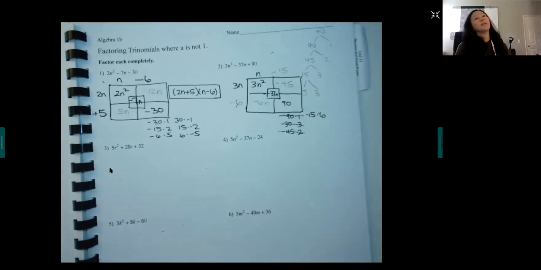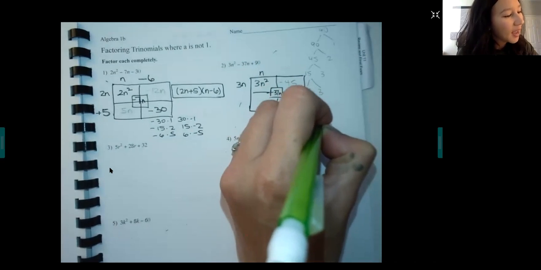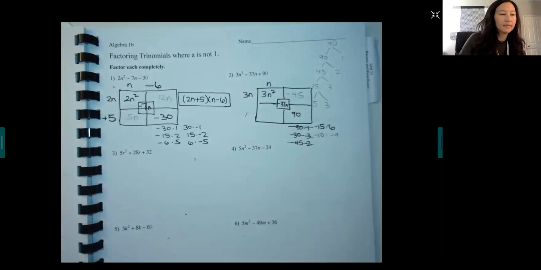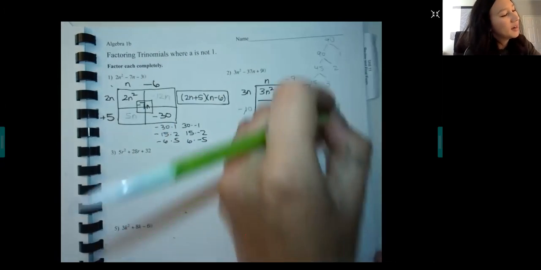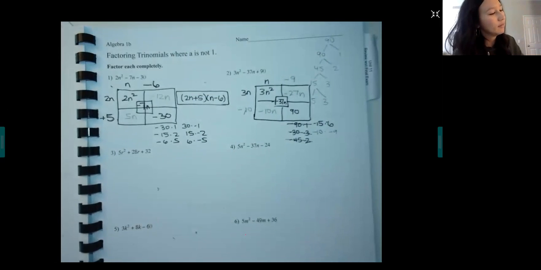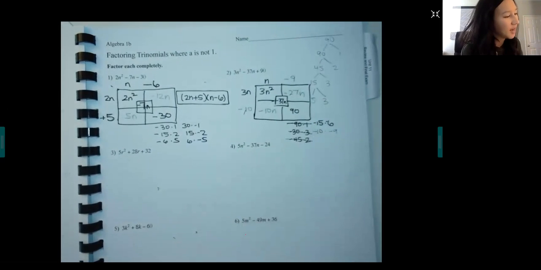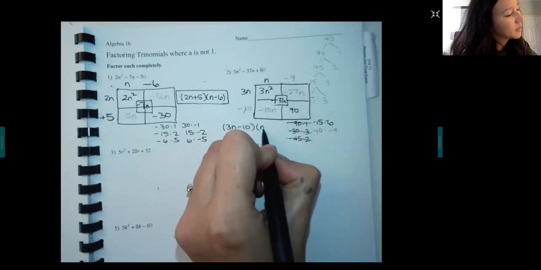Oh, thank you, Tiana. That's the one I missed. 10 and 9. I forgot. Negative 10 and negative 9. Okay, so if we put negative 10 here and negative 9 here, there we go. We get negative 27 and then negative 10n. Yay, thank you, Tiana. And that combines to negative 37, and then negative 10 times negative 9 multiplies to give us positive 90. So it is 3n minus 10 times n minus 9.